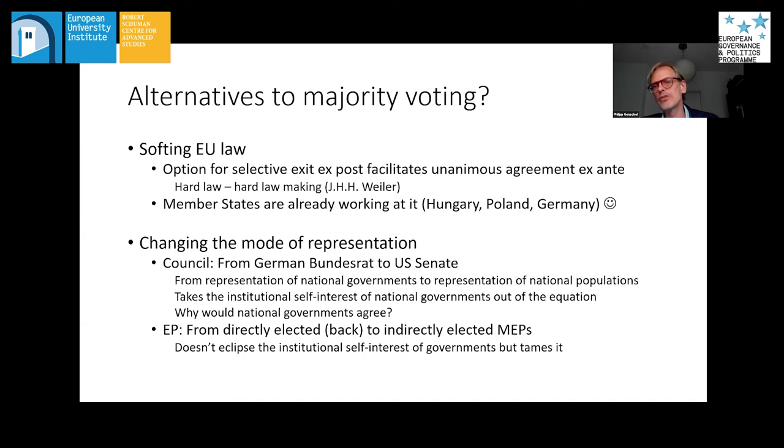The question is, of course, why would national governments ever agree to this? And a smaller move in the same direction is to go from a directly elected European Parliament back to an indirectly elected Parliament, where the European Parliament consists really of representatives of the national governments. So this would change the composition of the European Parliament and thereby tame the institutional self-interest that governments are able to bring to bear in the Council.